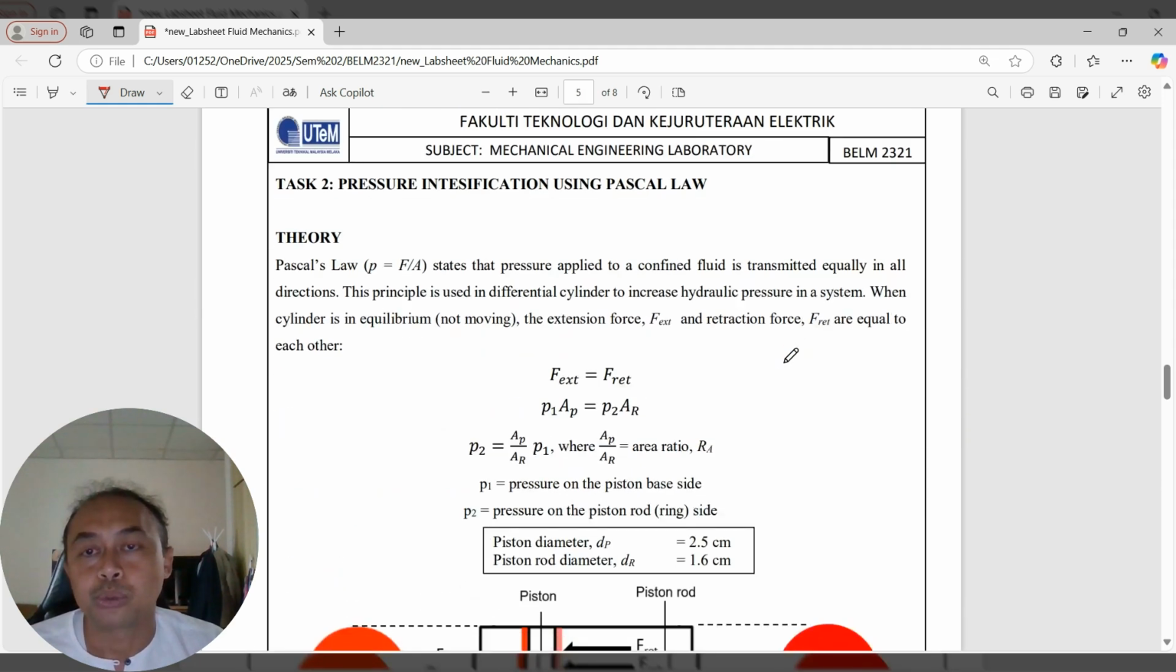For task number two, we are looking at pressure intensification using Pascal law. In fluid mechanics or in physics, Pascal law is pretty basic. The key formula for Pascal law is that pressure is equal to force divided by area. This is the basic formula.